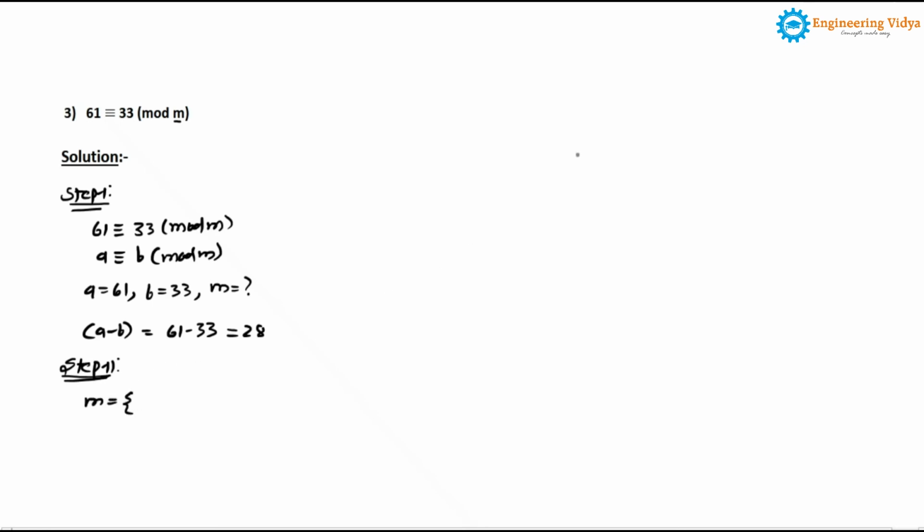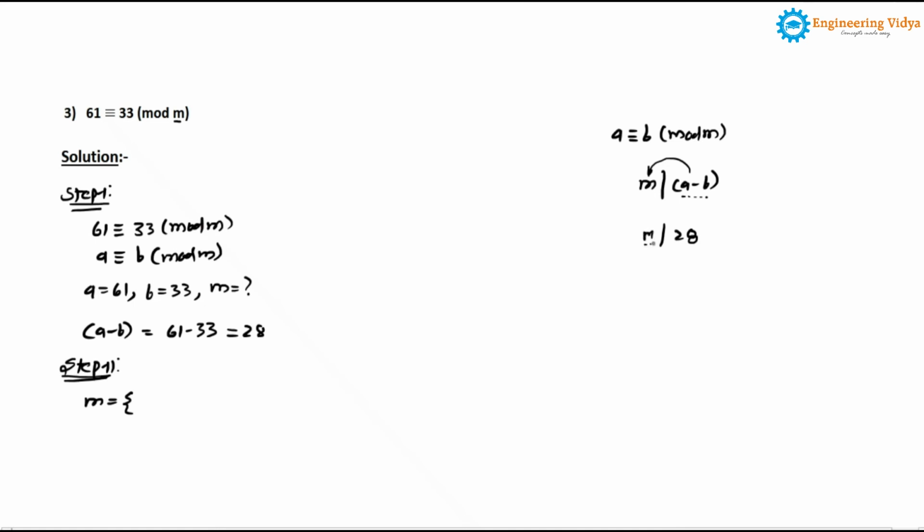Again I'm writing the law. The rule says that if a is congruent to b mod m, then m should divide a minus b. Or the rule says that a minus b will be divisible by m if a congruent to b mod m is given. Since here the right-hand side value is 28, we need to estimate the value of m.